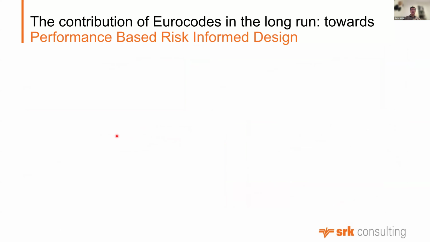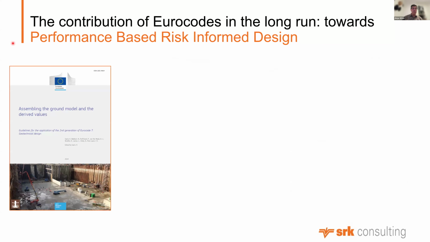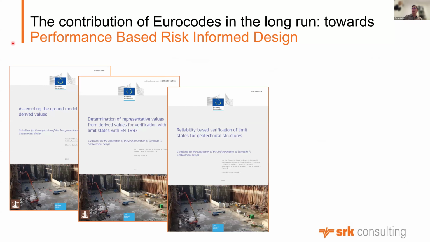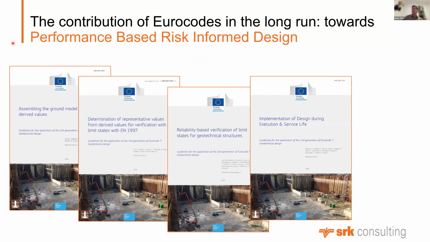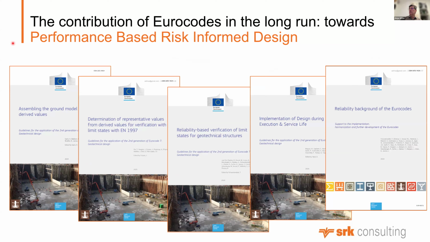So what's the contribution of Eurocodes? How do we use Eurocodes here? Well, in fact, the companion support material produced by the Joint Research Centre covers assembling the ground model, determination of representative values, reliability-based verifications of limit states, implementation of design during execution, and the reliability background of the Eurocodes. All of these, plus the Eurocodes themselves, create a bulk of information that we can use to our advantage.